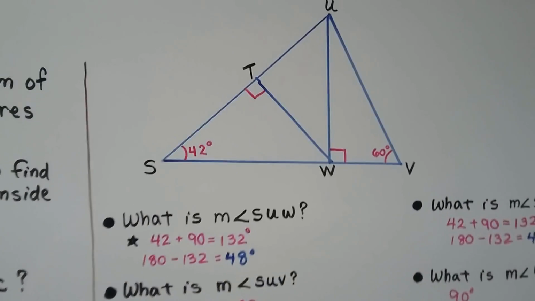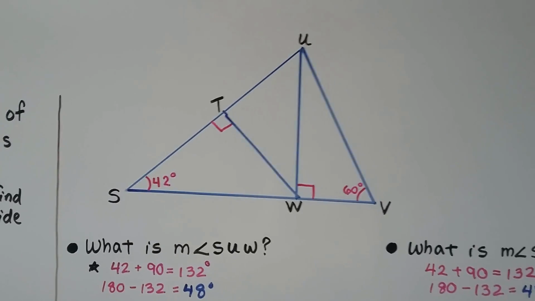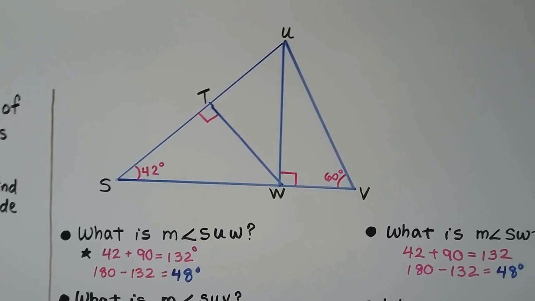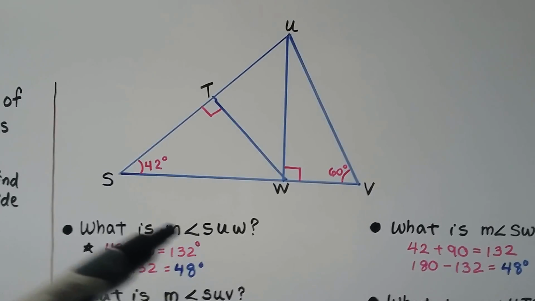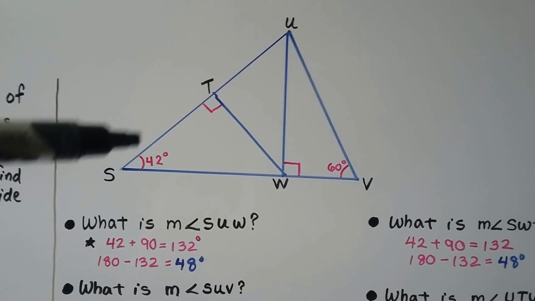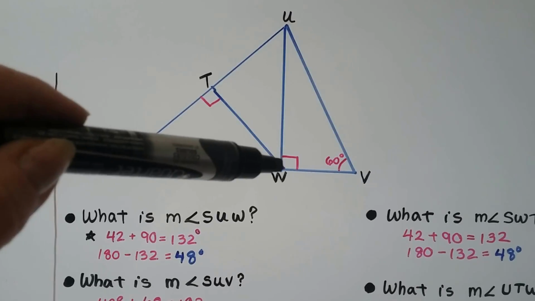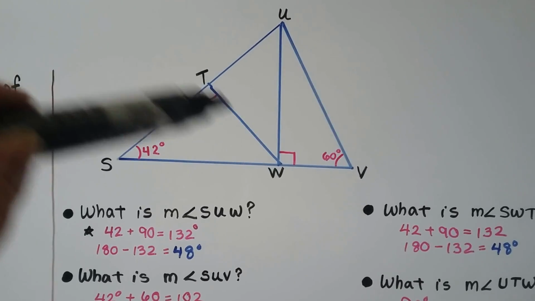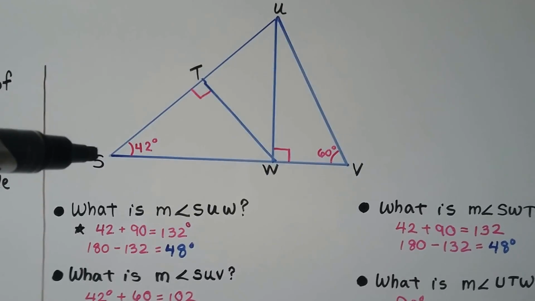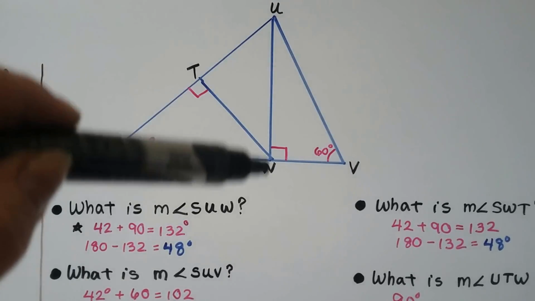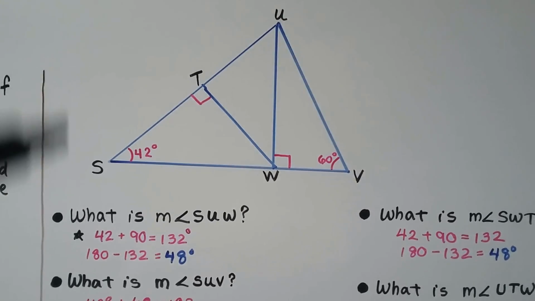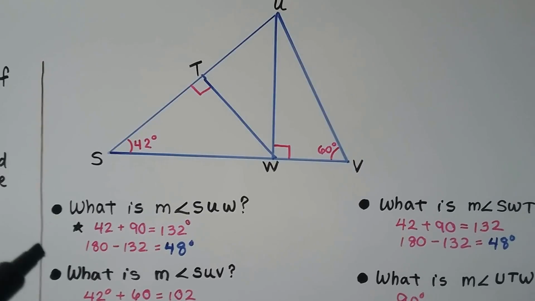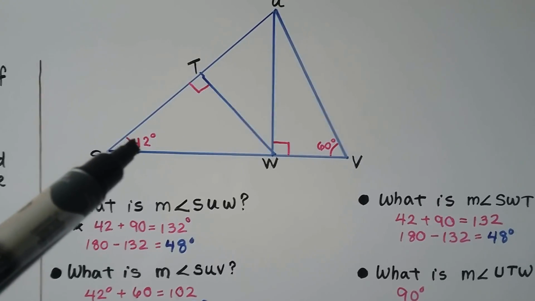And take a look at this drawing. We've got a triangle with lots of triangles on the inside. And it's asking us, what is the measure of angle SUW? SUW. So we're ignoring T. Pretend like that line isn't there. It wants to know the measure of angle SUW. So it wants to know this angle right here. So we've got our work cut out for us. It says this is 42 degrees.